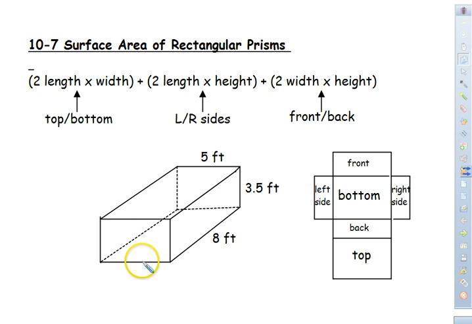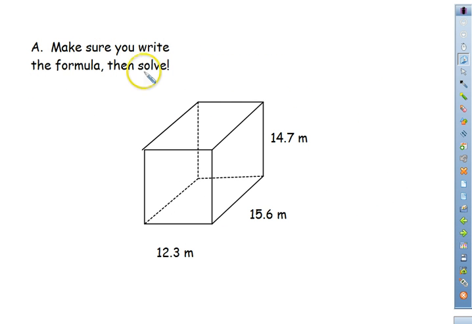Here's another way of looking at it as it is opened up, and I'll actually show you this like a Kleenex box, opening it up, and I'll show you that tomorrow in class. But here's the front, here's the back, the bottom, the top, the left side, and the right side as it's laying open. But again, using this formula to solve this problem is absolutely the easiest way of doing so. So make sure you write the formula, then solve. So we're going to go ahead and do just that. I'm going to write it right here.